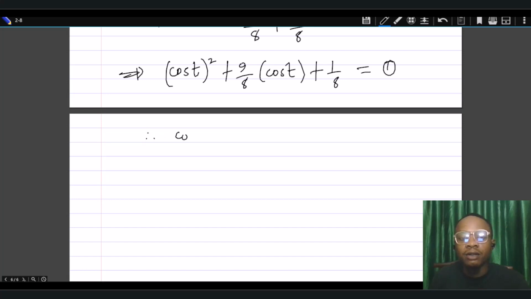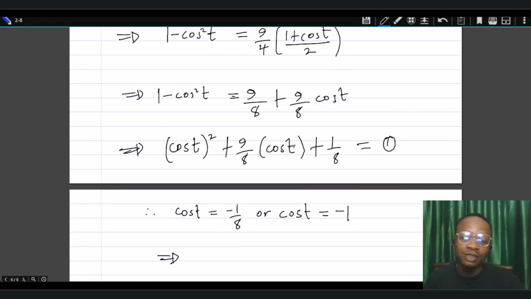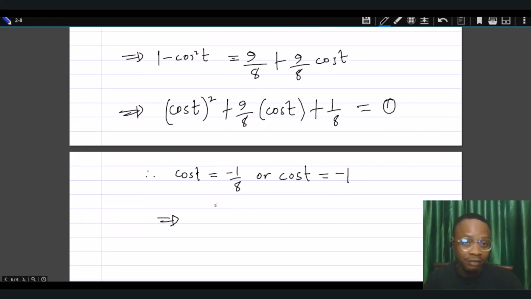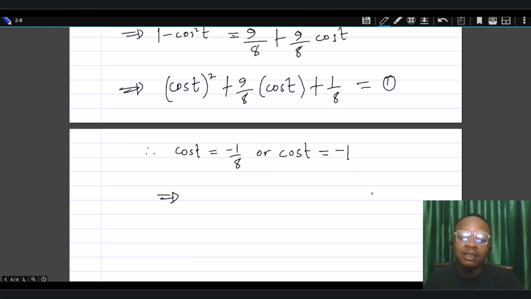Therefore, our cos t is equal to minus 1 over 8, or cos t is equal to minus 1. So life is as easy as that. And now you see why we had to go through this. We know that cos is negative. So cos being negative already takes our attention completely away from the first quadrant. So we know that the next target will be the second or third quadrant.